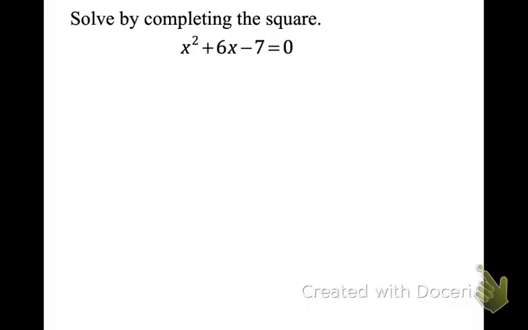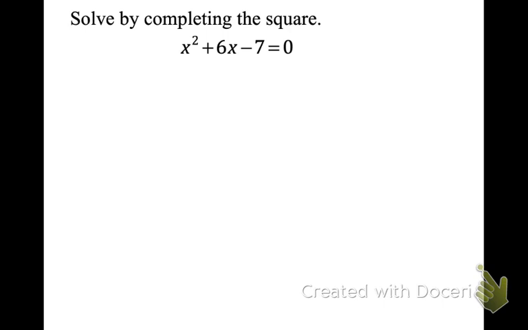Now we're ready to complete the square. Okay? So in order to complete the square, we've got to make this into a perfect square. Now, I know a number of people are like, oh, well, I can factor that. Well, that's not how they're asking us to do it. They're asking us to solve by completing the square. So in order to do that, I have to turn this polynomial, x squared plus 6x minus 7, into a perfect squared trinomial.